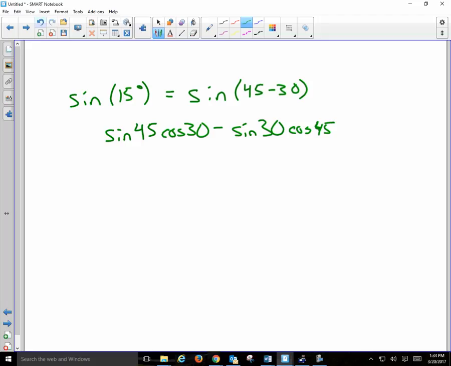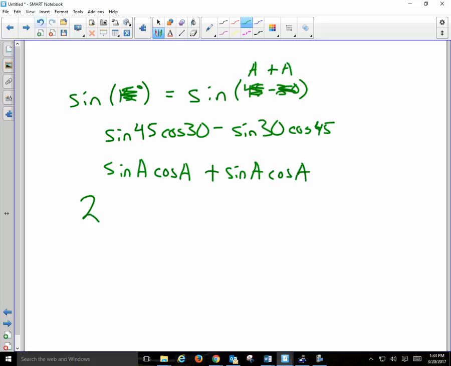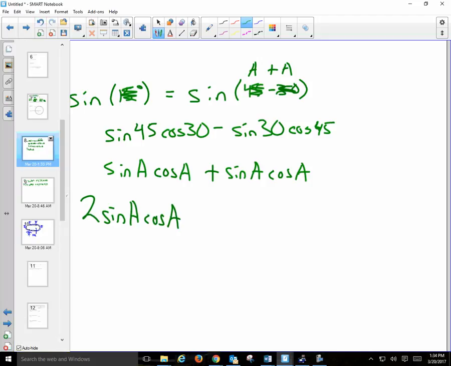So now what we're saying is, get rid of the 45. Let's say you have angle A plus angle A. Well, then that becomes the sine of angle A times the cosine of angle A plus the sine of angle A times the cosine of angle A. What do you notice about these things? They are the same. So you get 2 times the sine of A times the cosine of A, which is exactly what our formula says right here.